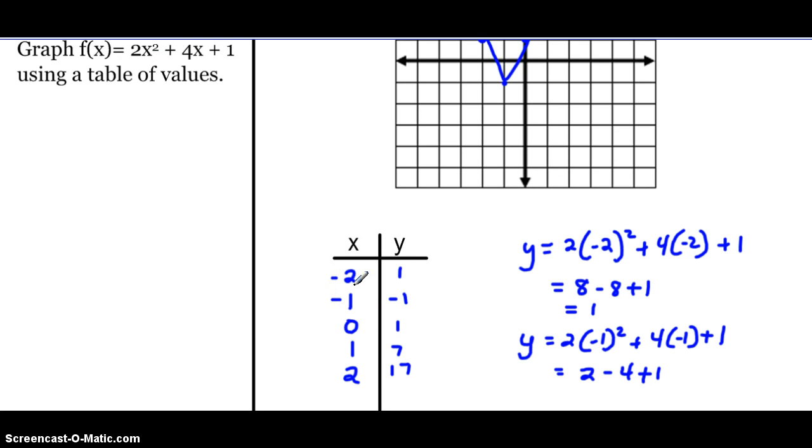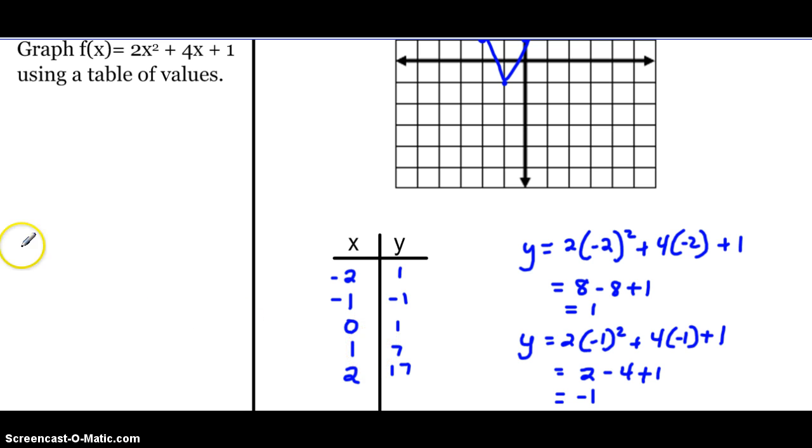When you substitute in -2 to your equation, do you substitute that -2 into both x's here? Also, make sure you use parentheses when you substitute in. So when you do that, you'll get -2 squared would be 4. 4 times 2 is 8. Then you have plus a -8 plus 1. So your y value when x is -2 would be 1. You would then substitute in -1 in for x, both x's, and you get -1 for your y value. When you substitute 0, you get 1. 1, you get 7, and 2 is 17.